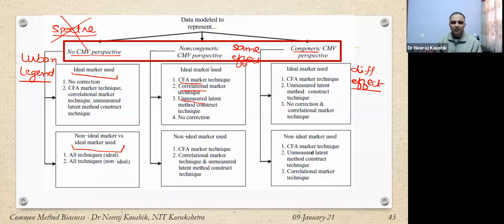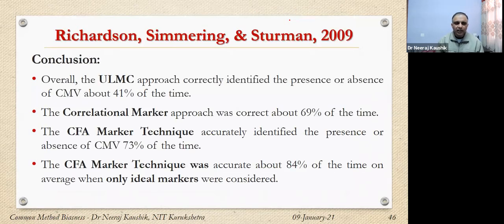No common method biasness; non-congeneric, the same effect on all, whatever variable is equally affecting all; and congeneric, meaning a different effect. Then if you use the ideal variable or the non-ideal variable, in each of them they tested the three approaches. They used simulation. They haven't collected the data. They used simulation, and these are their results. Just to see the results quickly: ULMC is correct 41% of the time. So if today you have collected the data, you can go ahead, but remember it is correct only 41% of the time.